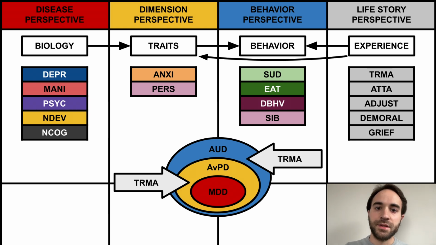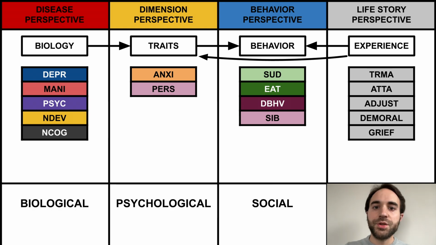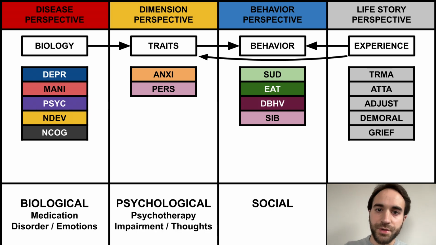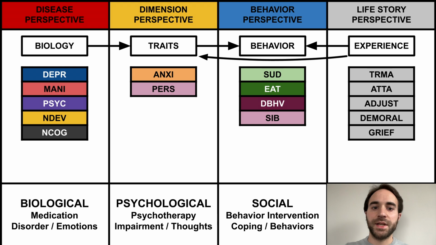Let's conclude by outlining how to use the perspectives to inform treatment. Each perspective requires a specific type of treatment. Biological treatments, such as medications, are aimed at treating underlying disorders and managing emotional abnormalities. Psychological treatments, such as psychotherapy, are aimed at treating accumulated psychological impairment and correcting maladaptive thoughts. Finally, social treatments, such as behavioral interventions, are aimed at treating maladaptive coping and correcting maladaptive behaviors. Of course, you cannot undo experiences that have already happened, so there's no specific treatment modality for the life story perspective other than managing the traits and behaviors that emerge from experiences.